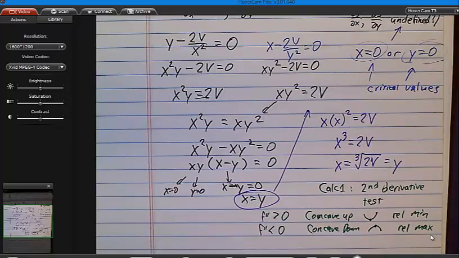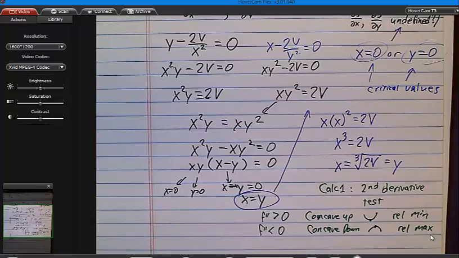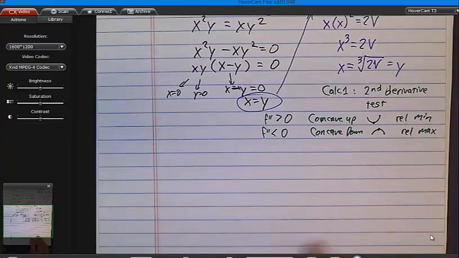Well, in the world of Calc 3, when I have functions of 2 variables, it's a little more complicated than this, but there is kind of a method that's analogous to the second derivative test, okay? And it's the second partials test. And we did all the computations, okay? So I want to kind of outline the strategy for you here, or at least demonstrate it, because it is outlined in your book.